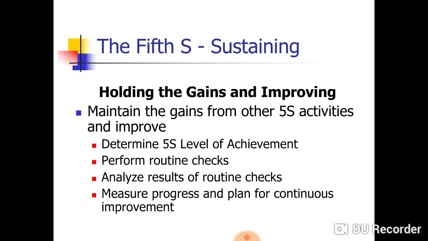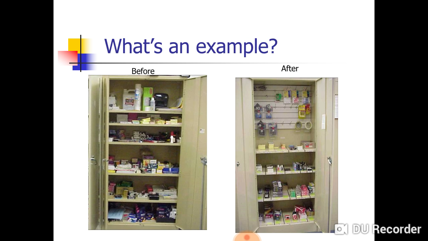Sustaining, holding the gains and improving. Determine 5S level of achievement. What is the goal that you want to achieve by that process? Perform routine checks. At each step you are going to stop and check what your result is. Analyze the result of the routine check. How much progress you have achieved by this 5S technique. You can check by a daily routine at periodic times, measure the progress and plan accordingly for continuous improvement.